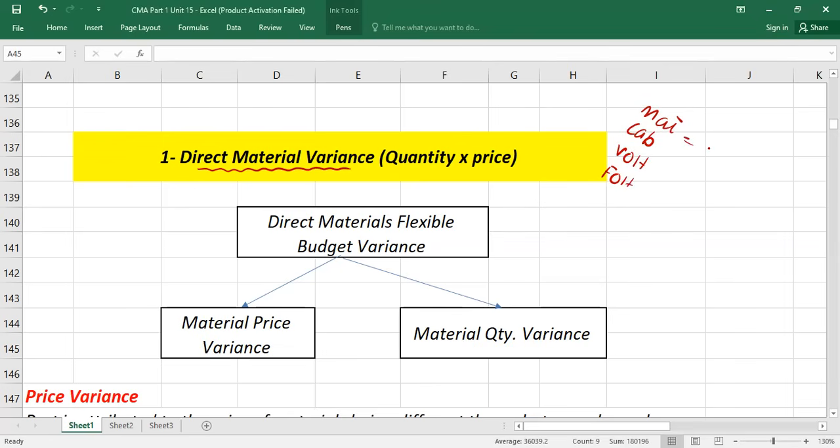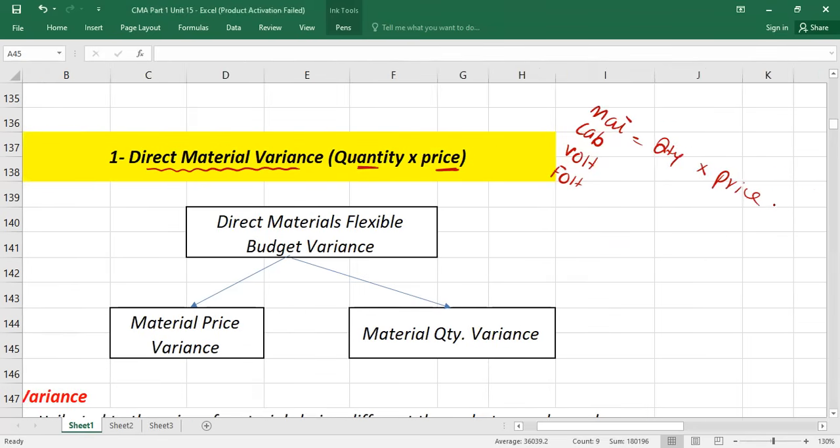How do you write material cost into the cost card? You always take the quantity of material and multiply it with the price of the quantity. So you will get the material cost. This is how you write the material cost: how much quantity you have used, and what is the price for that quantity. Please remember, variance is the difference. So I'm talking about flexible budget variance.